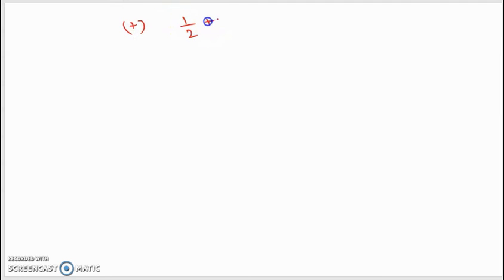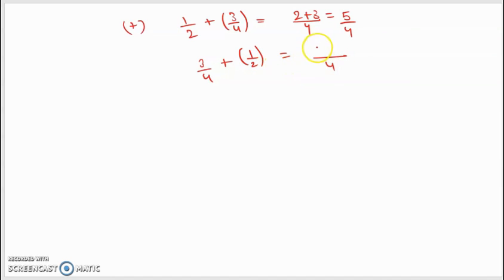So 1 by 2 plus 3 by 4 gives me, with 4 as the LCM, 2 plus 3, which is 5 by 4. Now exchanging the position, 3 by 4 plus 1 by 2 gives me the same, 4 as LCM and 3 plus 2, which is 5 by 4. So I can say that for addition, rational numbers follow the commutative property.